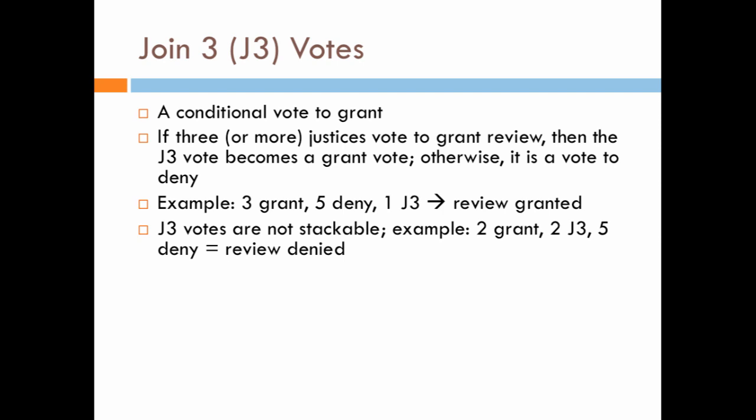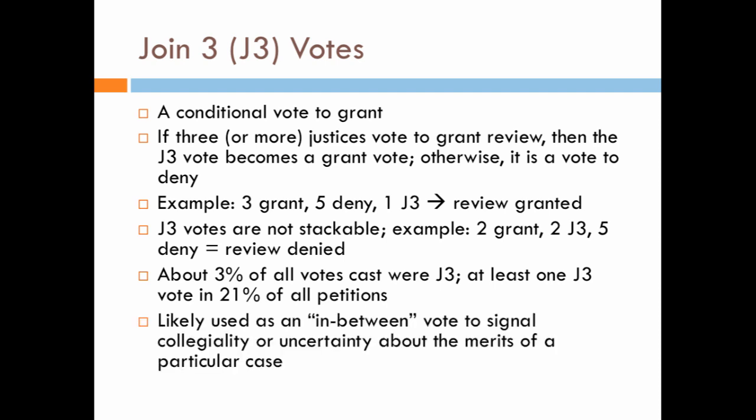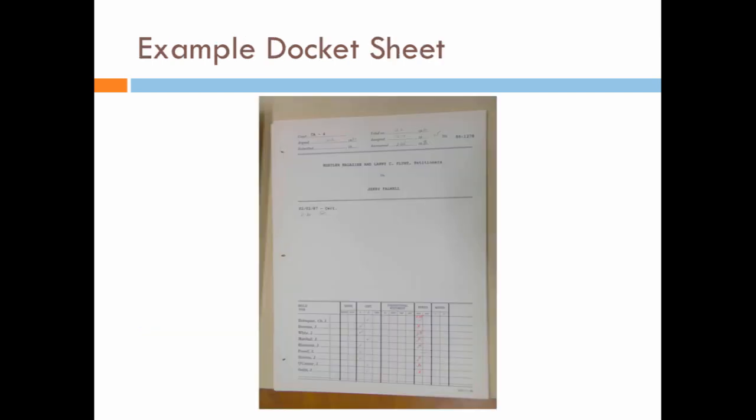About 3% of all votes cast were join 3s. There's at least 1 J3 vote in 21% of all petitions. This is sort of used as an in-between vote to signal collegiality or uncertainty about the merits of a particular case. Let's turn now to look at an example straight from the private papers of Justice Blackmun.